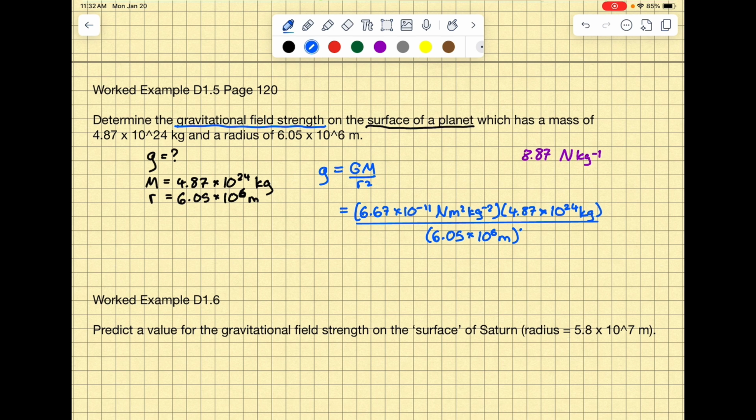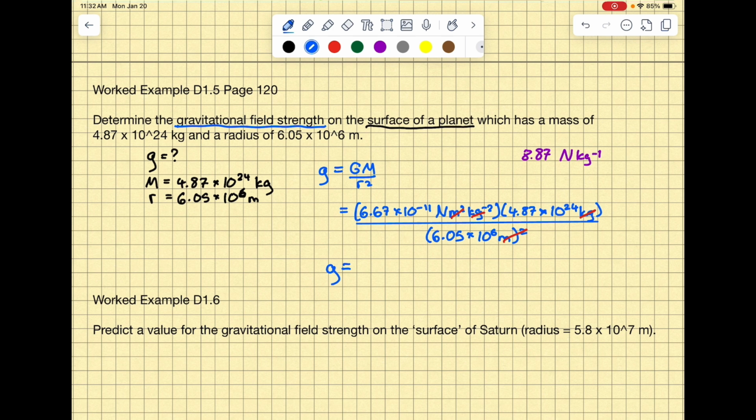and that needs to be squared. So our meter squared here is going to cancel out with those meters squared, and this kilogram is going to cancel out with one of these kilograms. So we'll get a kilogram to the minus 1. So our unit should be newtons per kilogram, which is what we want since we're looking for the gravitational field strength. So take a second to put this in your calculator while I'm doing the same.